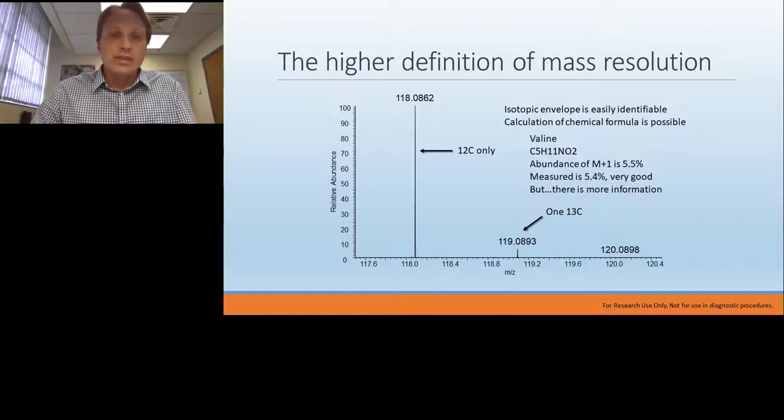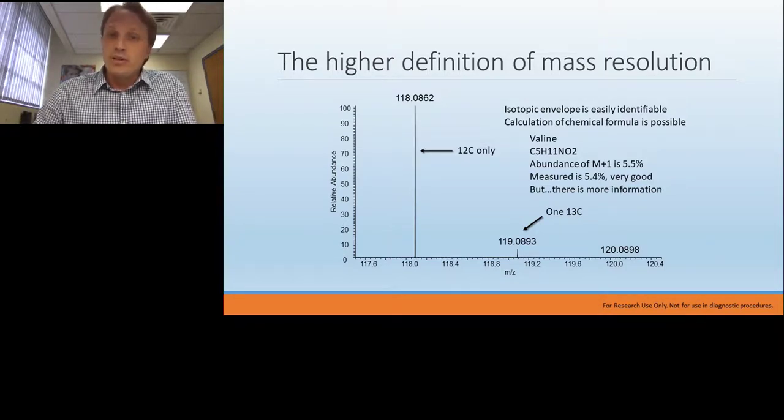And so this is really an example of looking at one compound, valine, a common amino acid that might be detected in the sample. But you can look at the carbon 12 ion of interest versus the carbon 13 ion of interest. And the key part here is you can measure the abundance of both. And so measuring the abundance of the carbon 13 allows us to know how many carbons are present in that compound. And so in this case, our measured abundance of the carbon 13 isotope of valine is about 5.4%.